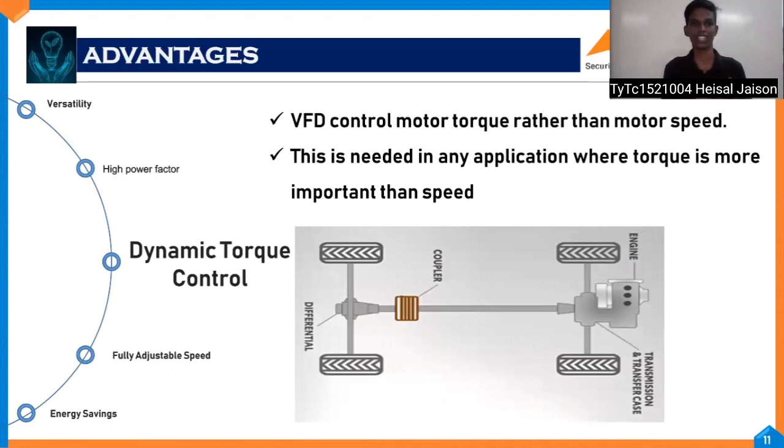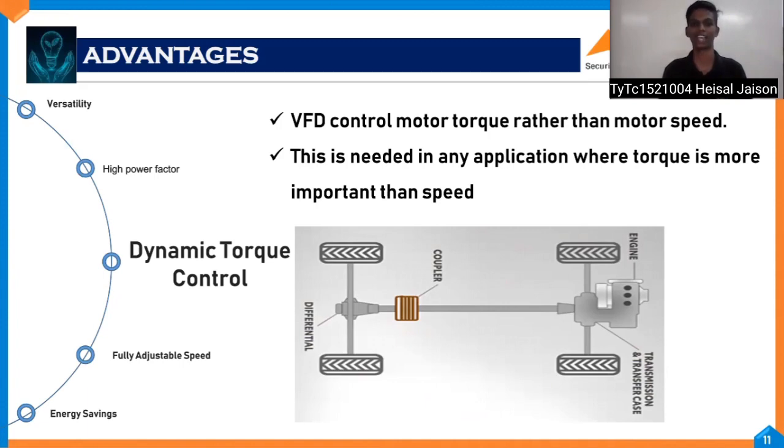Normally you will think that a VFD only controls the speed, but the VFD is also used for controlling the torque, as well as in applications where torque is needed. Somewhere the speed is not required, but we need more torque, like in the hoist mechanism, where we need more torque.